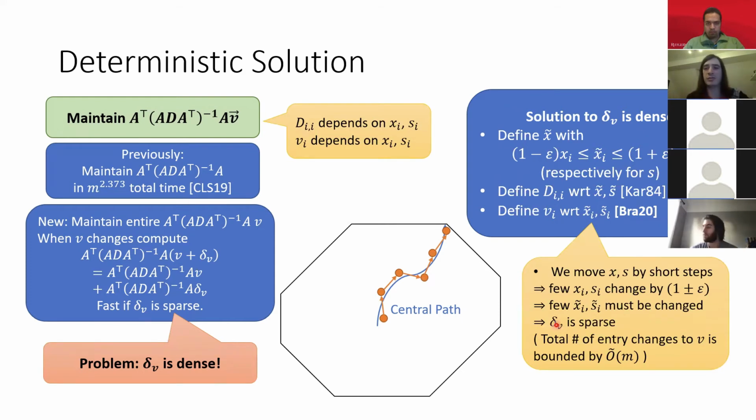If you analyze this formally, you can show that the total number of times you have to change any of the entries is bounded by order m. Since v is an m-dimensional vector, you can think of it as, in total, every entry is going to change on average some polylog number of times. And that's then going to be useful to bound the complexity of multiplying the matrix with our delta v term.